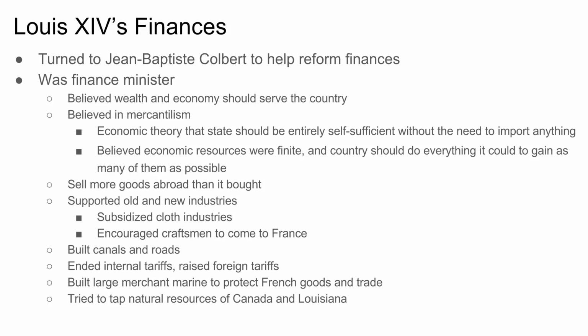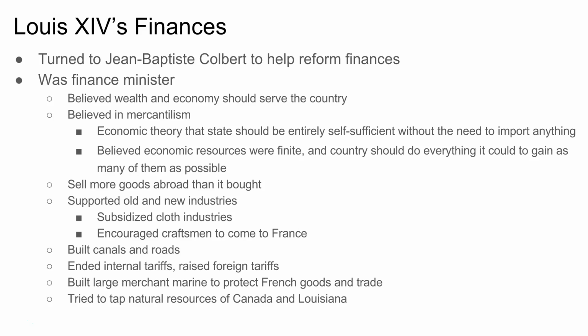Colbert ends that. He also builds a large merchant marine or navy to protect French goods and trade, specifically with their holdings in the New World, in Canada, in Newfoundland and Quebec and those sorts of areas that were rich in natural resources. He also pushed for efforts to tap into the resources of the Louisiana Territory, which is kind of the entirety of the modern Mississippi Delta, which had lots and lots of natural resources that Colbert wanted to tap into, which would help make France self-sustaining as a nation, at least as an economic nation.